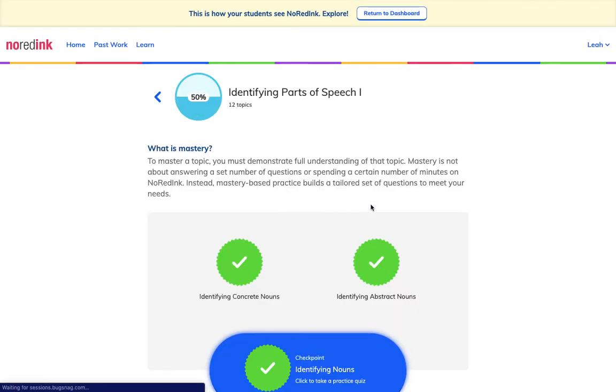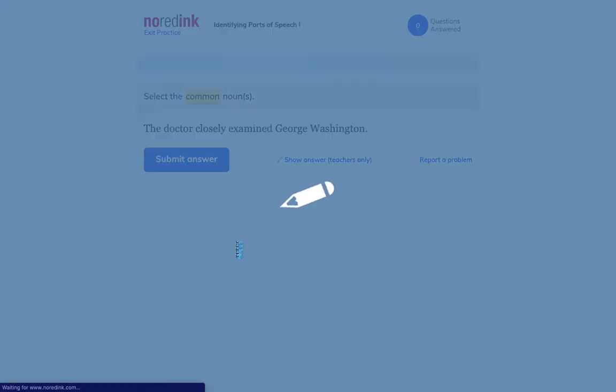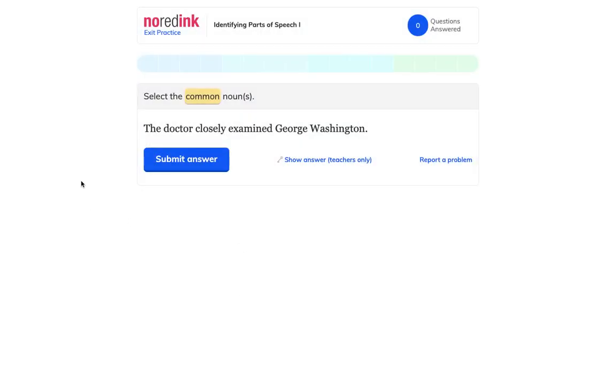So now that we've done our practice with proper and common nouns, let's play out with our checkpoint. Select the common nouns. The doctor closely examined George Washington. Doctor is a person, but it is not specific, so it is common. Select the common nouns. Peter Pettigrew is always searching for more knowledge. Searching for what? Knowledge. It's the object of the preposition.